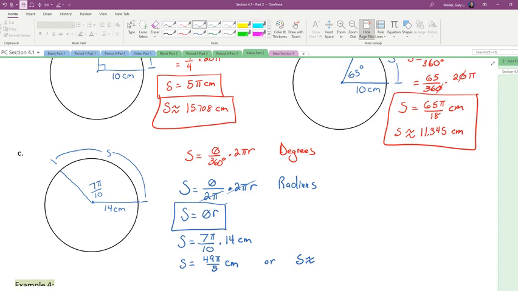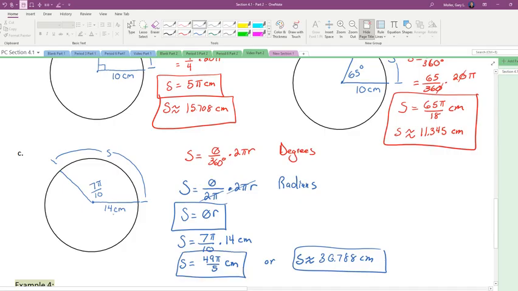49 divided by 5 times pi. Approximately 30.788 centimeters. And if we had decided to convert this into degrees first and then use the other formula, we would get an answer very much the same, but with a heck of a lot more work.